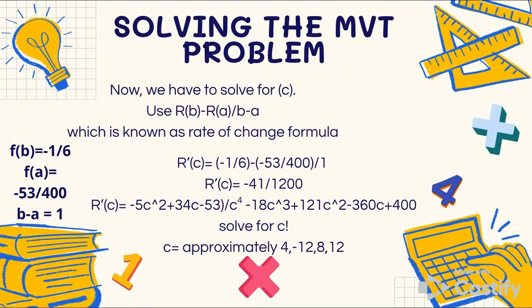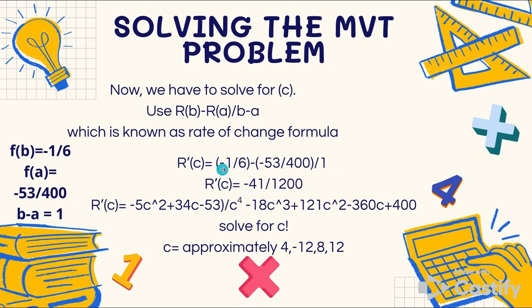So now solving it, we have to solve for c. We would use the rate of change formula, which is r of b minus r of a over b minus a. Here I've shown that r of b is negative 1 over 6, r of a equals negative 53 over 400, and b minus a is 1.